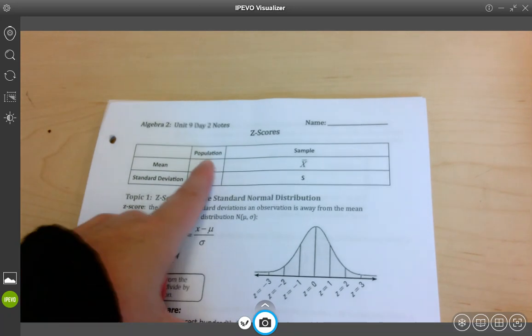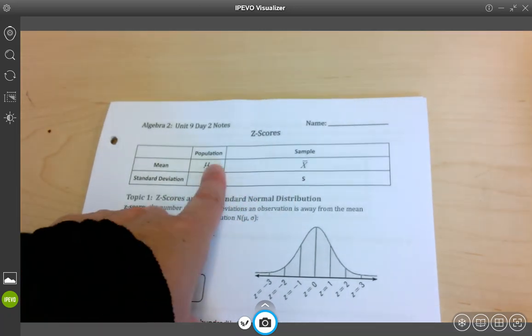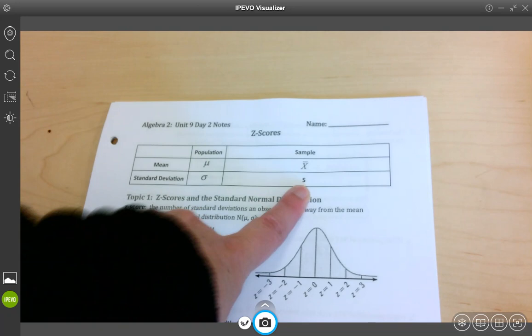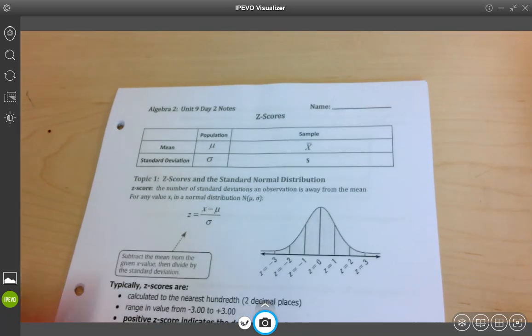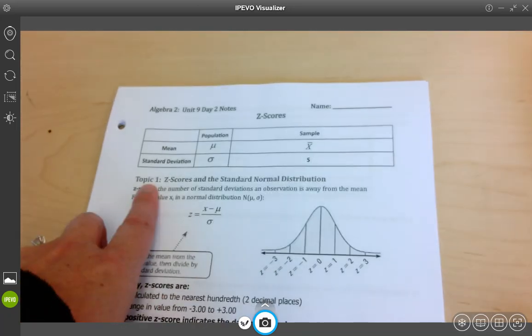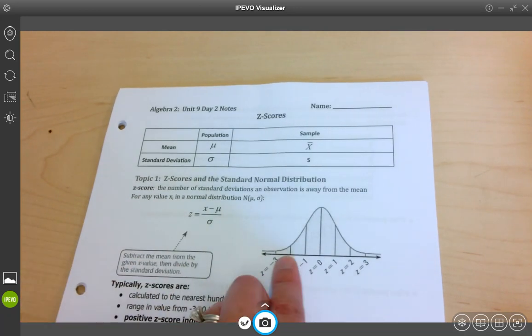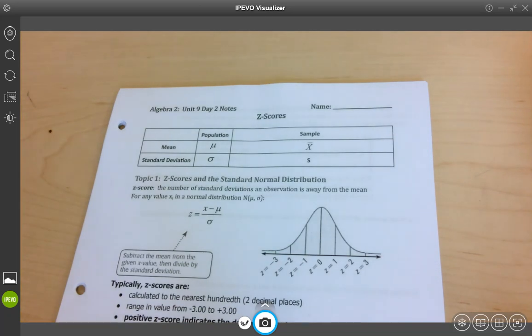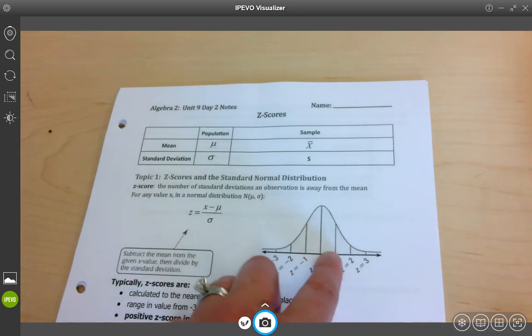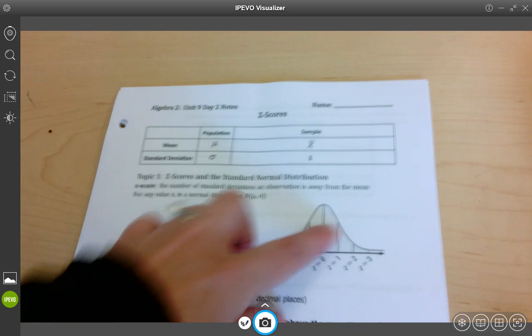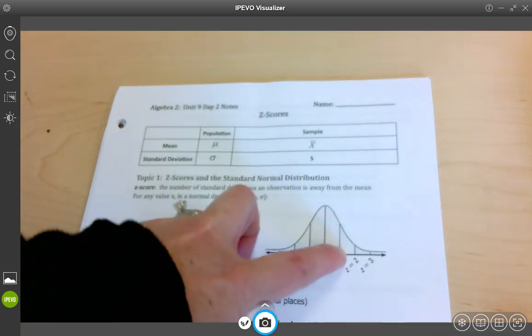This is just a little reminder of notation. We usually use the mu for mean and the sigma for standard deviation, but you might also see these symbols here. Right here, we're talking about how to find a z-score, and this is telling you what a z-score means. If you determine that a point has a z-score of 1, that just means that it's one standard deviation above the mean. If it was 1.1, it would be a little bit past one standard deviation above the mean.